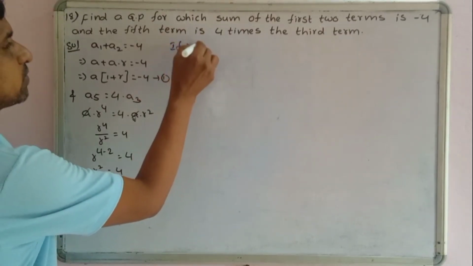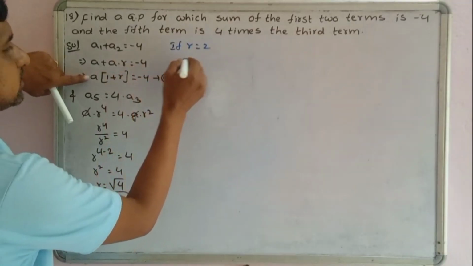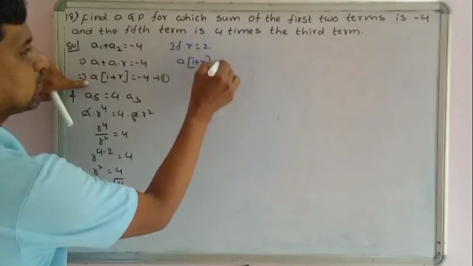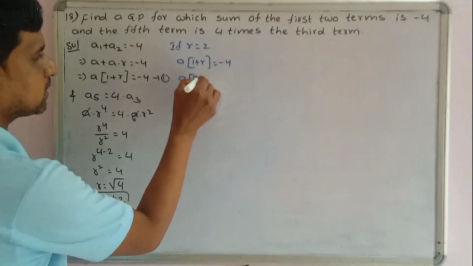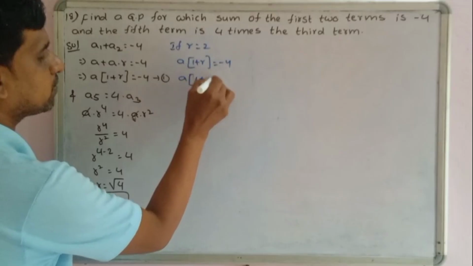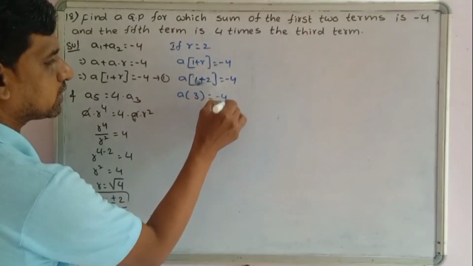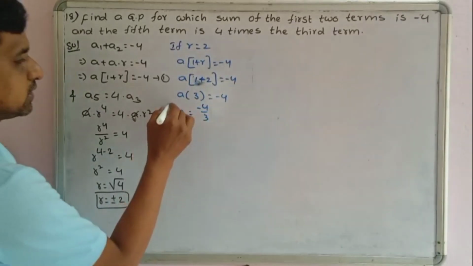See, if r equals 2, now the value of a: a times 1 plus r equals minus 4. So a times 1 plus 2 equals minus 4. a times 3 equals minus 4. a equals minus 4 by 3. This is the first case.